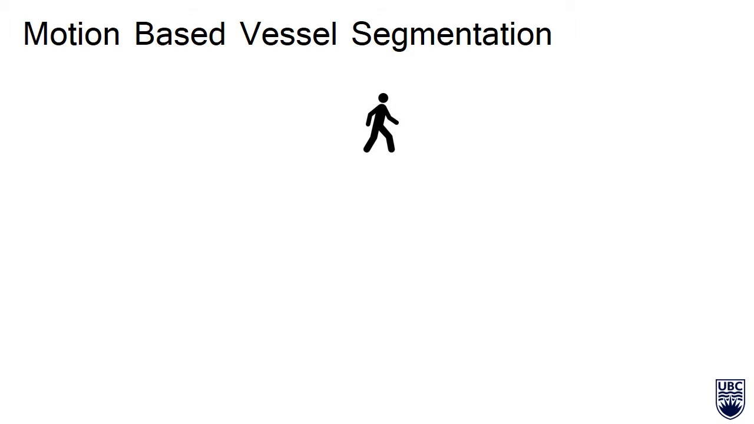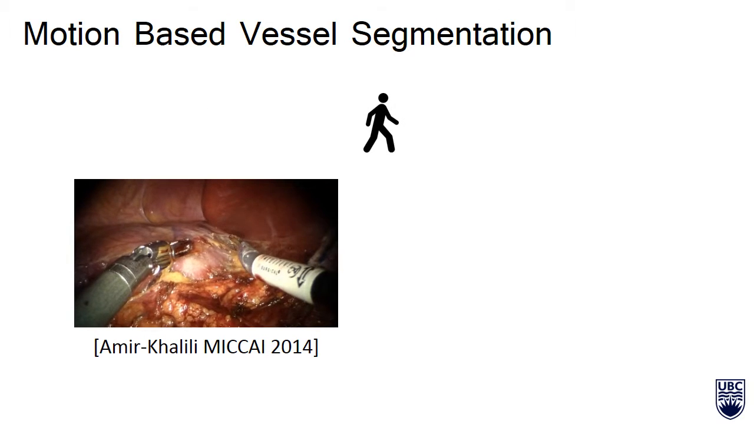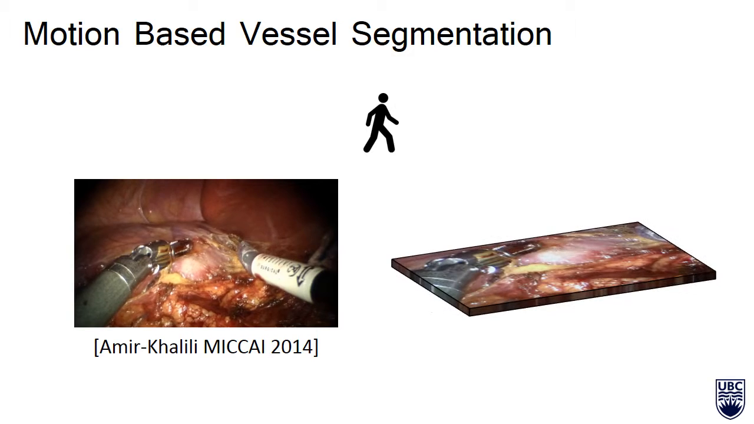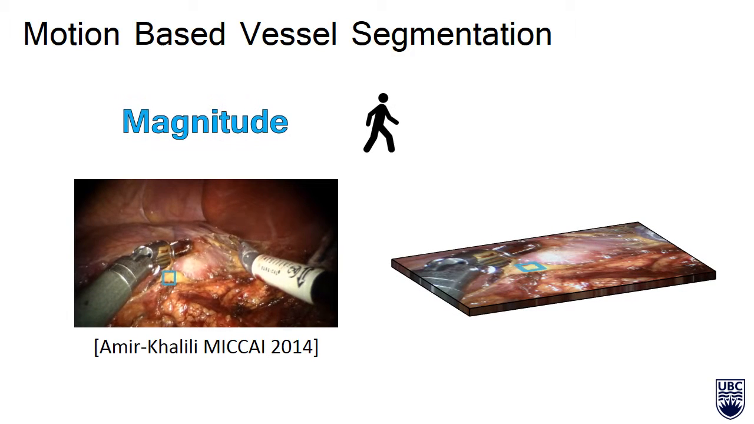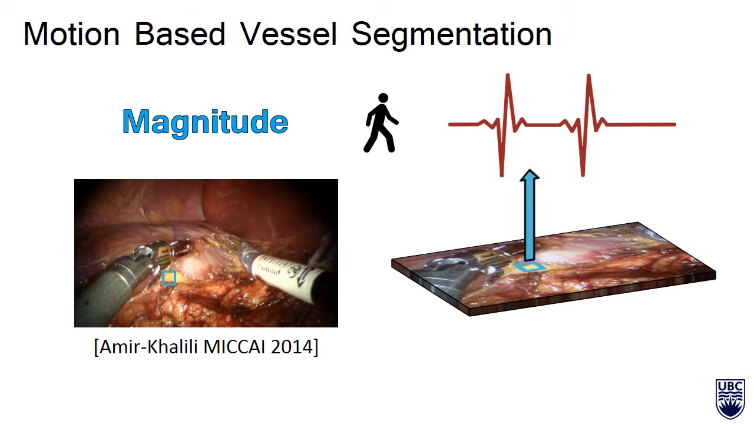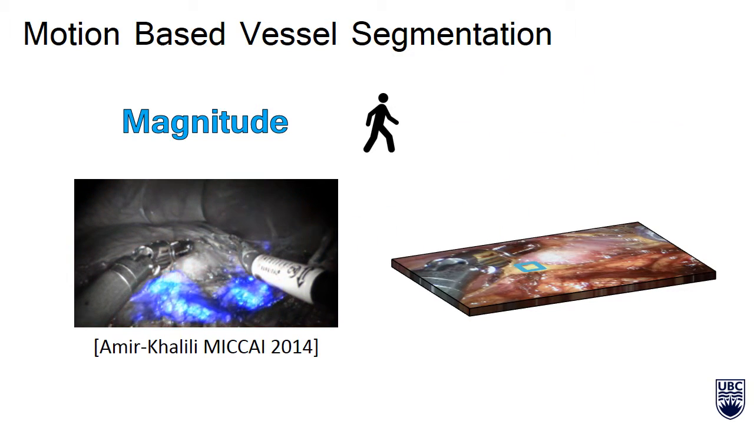To address this need in MICCAI 2014, we proposed a method that can localize hidden vasculature during robotic surgery by extracting the magnitude of local motion that is in sync with the heart rate of the patient. Although successful in the context of computer-assisted surgery, when we tried to extend this method to ultrasound images, the magnitude-only approach detected false positives in regions where tissues happen to be translating synchronously with the heart rate.